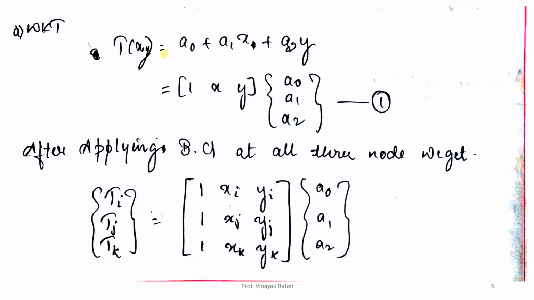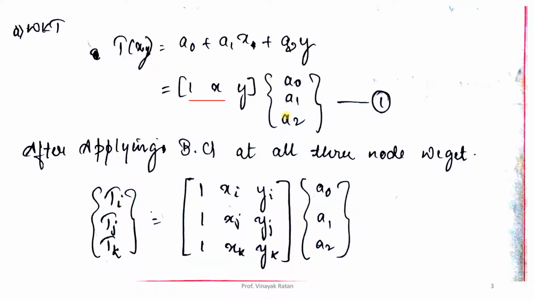So this is the expression. T of x comma y equal to a0 plus a1x plus a2y. When you write this equation in matrix form, this is how you'll get it. The coefficients of a0, a1 and a2 are these, and these are your generalized coordinates a0, a1 and a2.